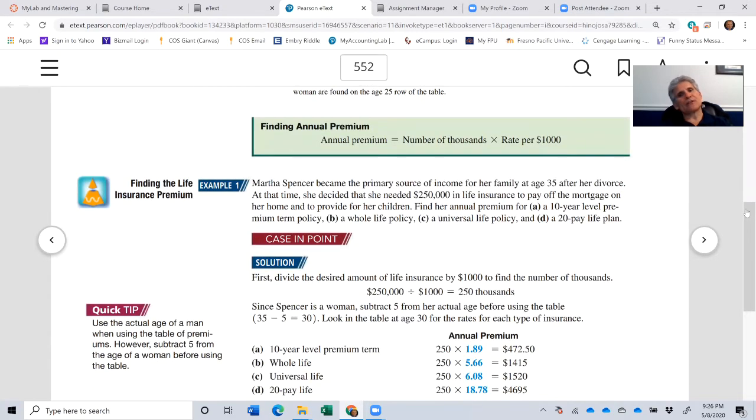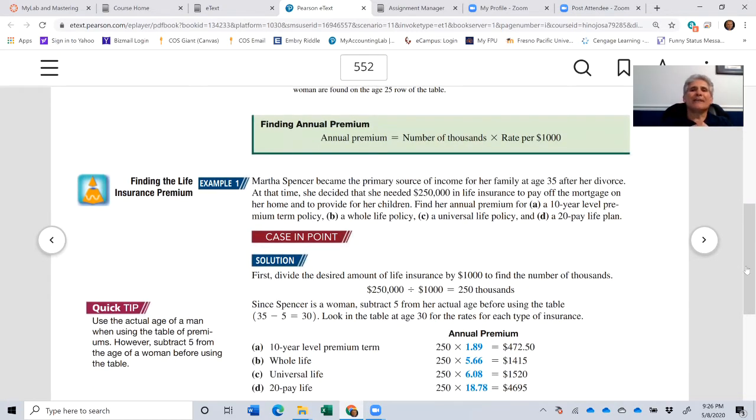Let's take a look. Martha Spencer became the primary source of income for her family at age 35 after her divorce. At that time, she decided that she needed $250,000 in life insurance. By the way, the rule of thumb is that you need to have somewhere around 5 times your annual income. So if you make $100,000, then you probably want to insure yourself somewhere around $500,000 as an example. Anyway, at the time she decided that she needed $250,000 in life insurance to pay off the mortgage on the home and provide for her children.